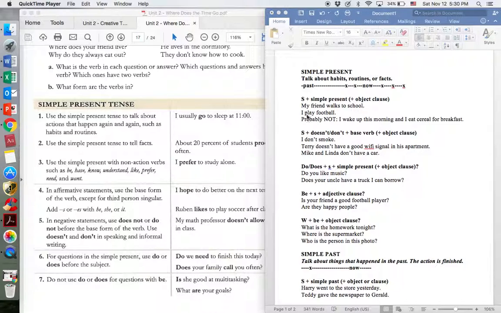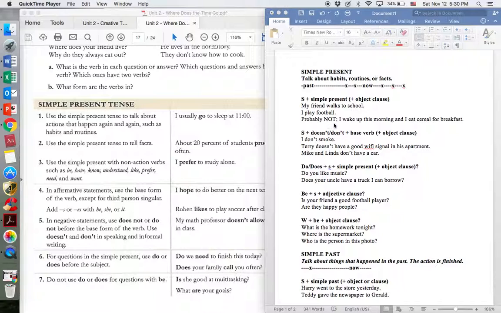I play football. Again, this is not just a single time. We're not going to say I play football one time. We're not using this to describe a specific time, but rather that I play football generally. I've done it many times. I'll probably do it in the future many times. I, subject, play, no S because it's first person, and then football, object.